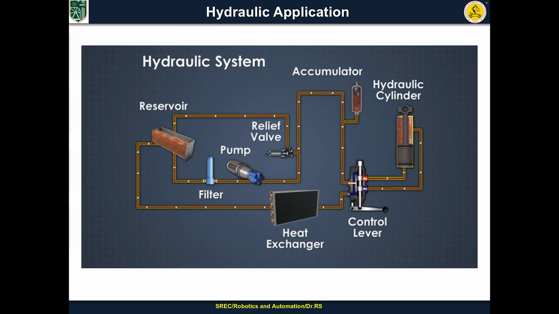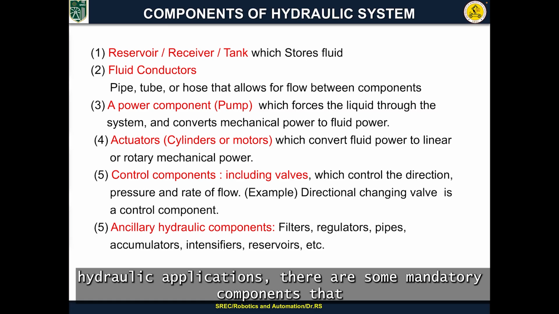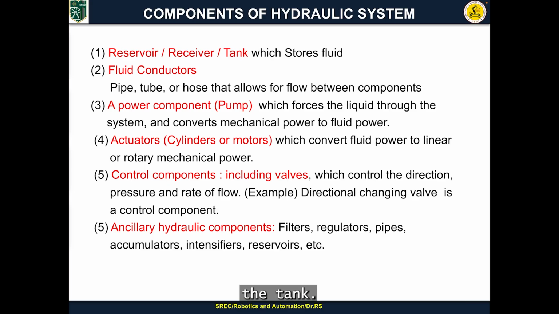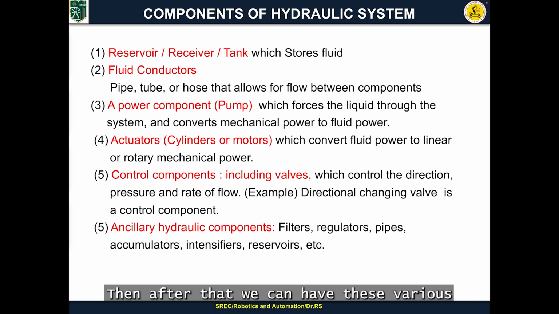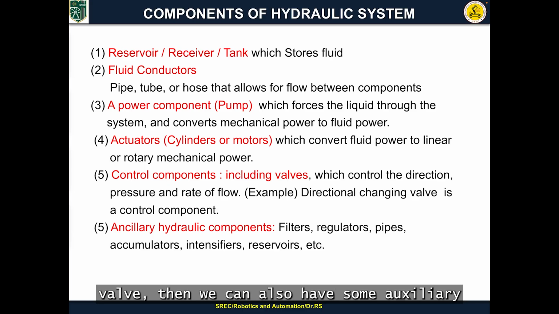Then coming to system building, with hydraulic applications there are some mandatory components required in hydraulic systems. For example, the power pack is a mandatory one, where we have a pump and motor along with a relief valve and filter, along with the tank. After that, we have various stages. We have the control components and we have the actuators. The control components are the flow control valve, direction control valve and pressure control valve. We can also have some auxiliary units like accumulators. Then coming to the actuator part, we can have either a hydraulic cylinder or a hydraulic motor being used in the end application.